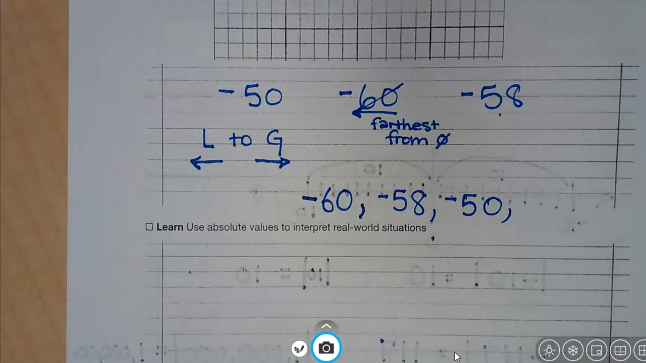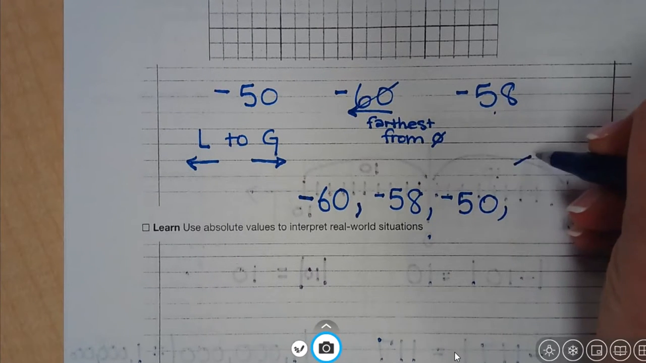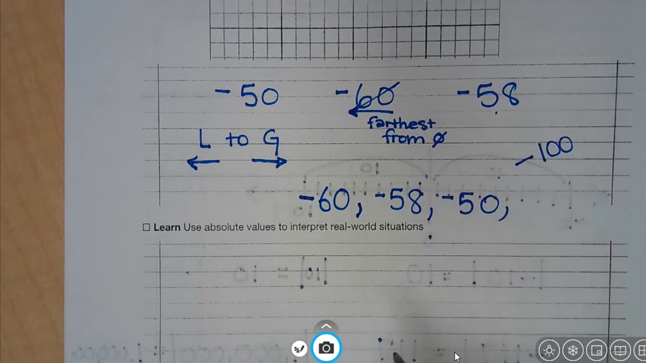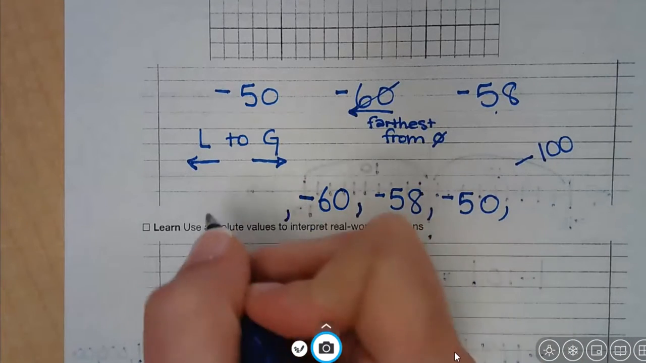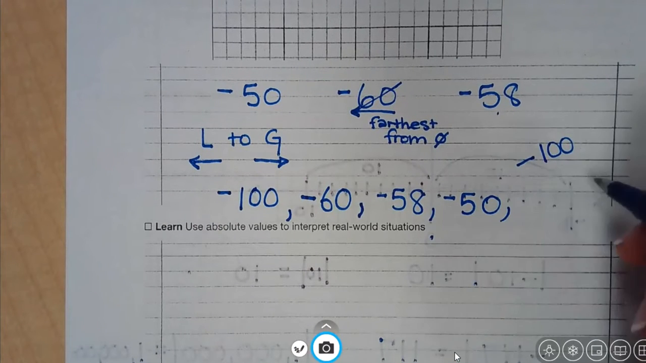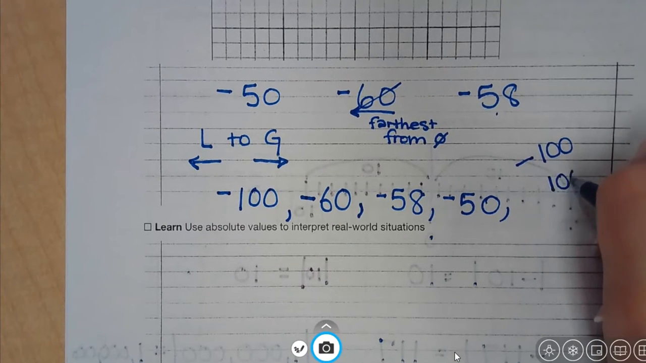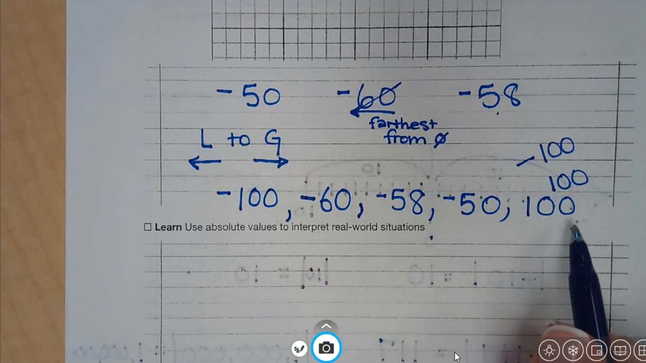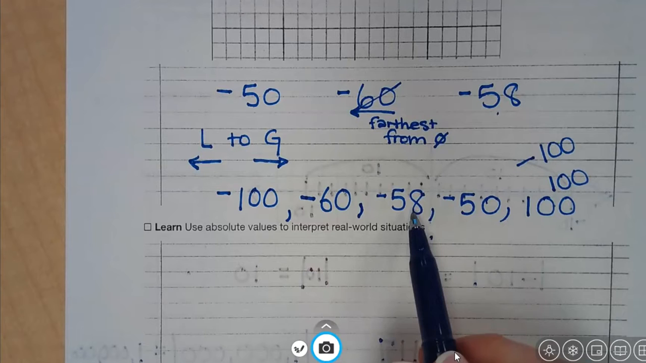And then if I said, okay, now add in the number negative 100, that would then go as my new least number. And then if I said add in a positive 100, that would go in as my greatest number, because remember, any number that's positive is automatically greater than all the negative numbers.